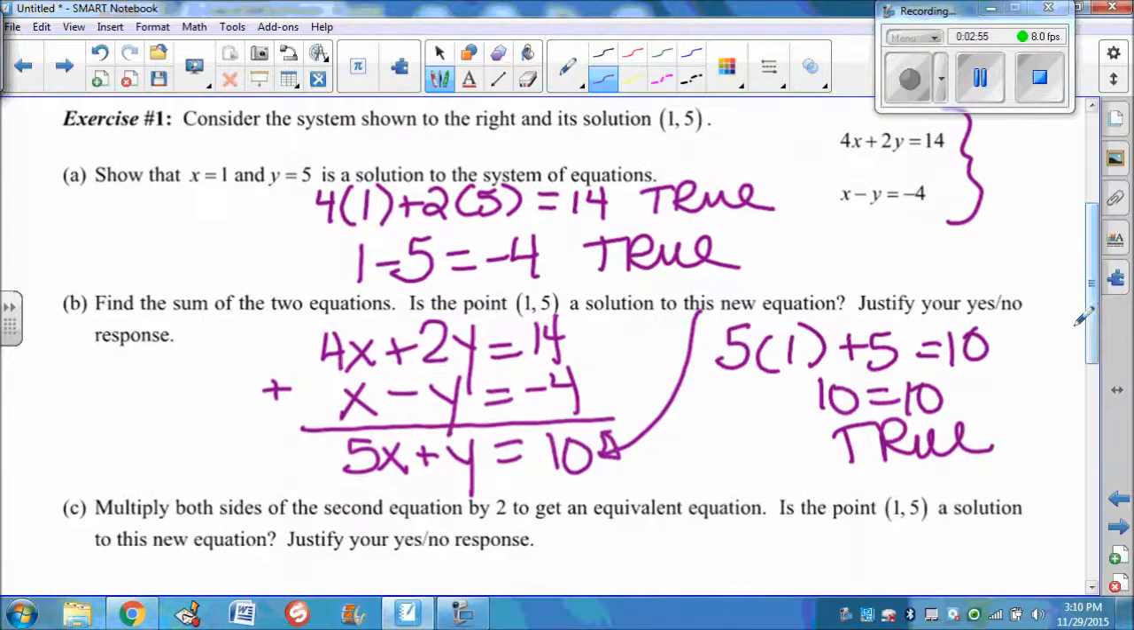They're going to ask us to multiply both sides of the second equation by 2.